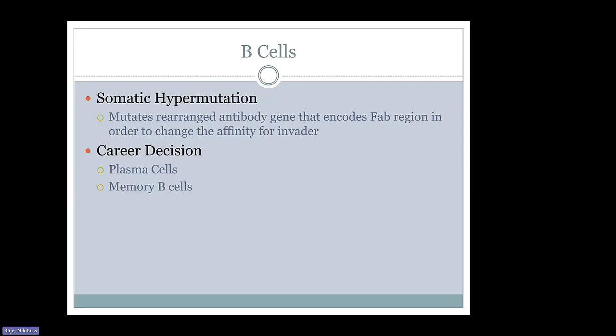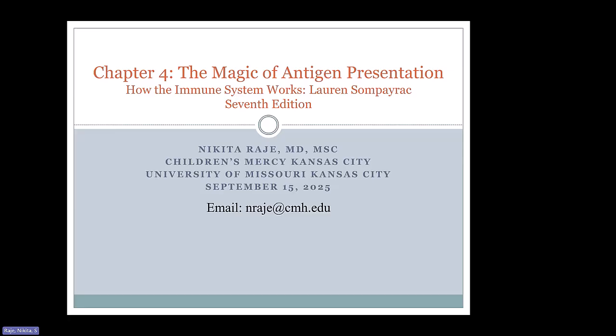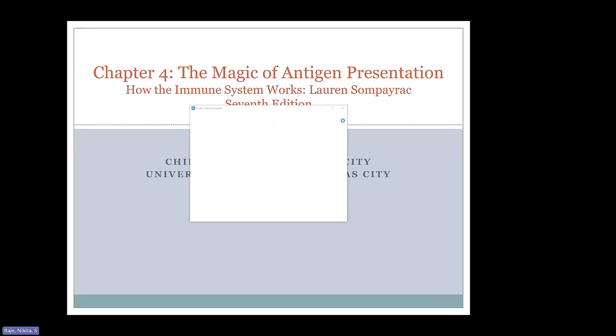And then the last one is career decision, where the B cells decide if they want to be plasma cells or they want to be memory B cells. So plasma cells are the ones that will produce a lot of antibodies right then and there. Memory B cells are going to be staying for a longer time, and when needed, they can produce B cells or plasma cells whenever they are needed. So those are the processes for the B cells. And that's about it for B cells. Any questions? Okay, all right, moving on to chapter 4, the magic of antigen presentation.